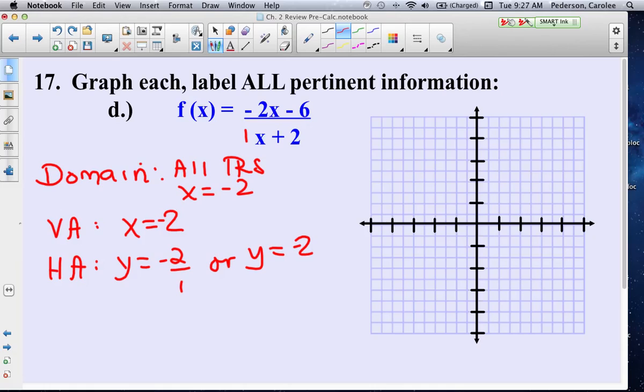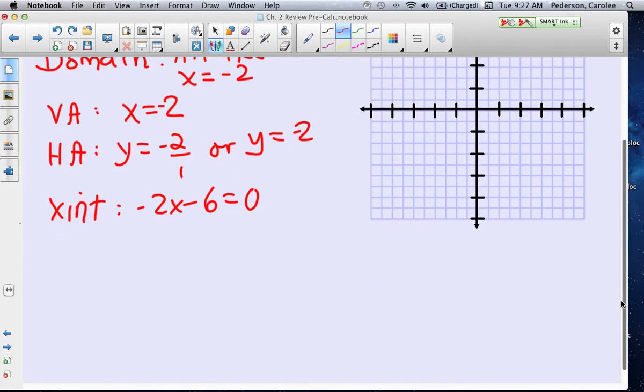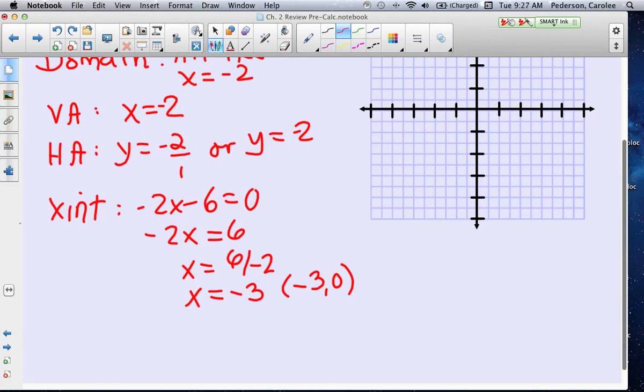Then I go on to find my x and y intercepts. To find the x-intercepts, I set the numerator equal to 0 and I solve for x. So negative 2x minus 6 equals 0. So negative 2x equals 6. Divide by negative 2, and I get x to be negative 3. So I have an x-intercept of negative 3, 0.